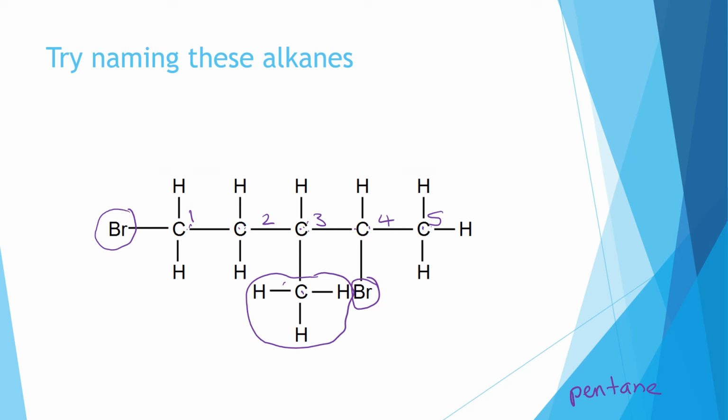Now, the substituent or alkyl group is a 1 carbon, so this is a methyl. So it becomes methyl pentane, and it's on carbon number 3. And then we've got 2 bromos, so it's dibromo, and it is on carbon 1 and carbon 4.